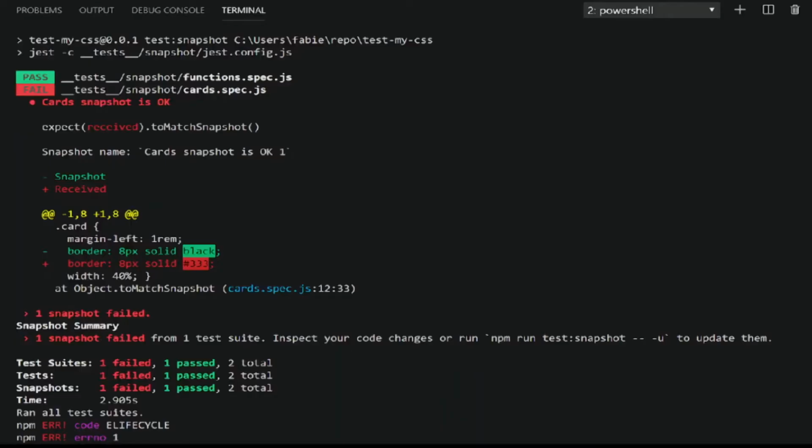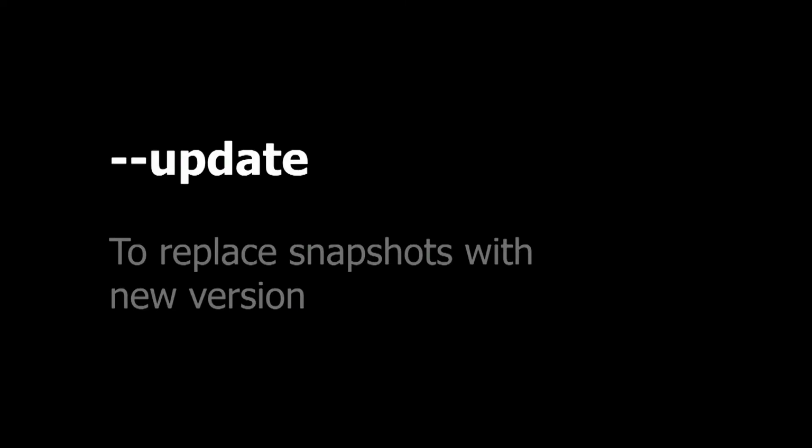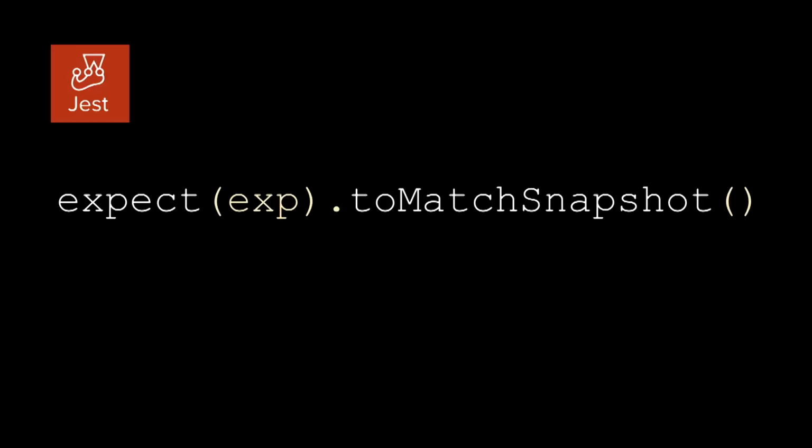And I have the ability to check what's the difference. And thanks to the update attribute option, I can say, OK, everything is OK. You can update the snapshot, and now that snapshot is the reference. To do that, it just gives a method called toMatchSnapshot, and that's it. You put the CSS in the expect, and that's it.